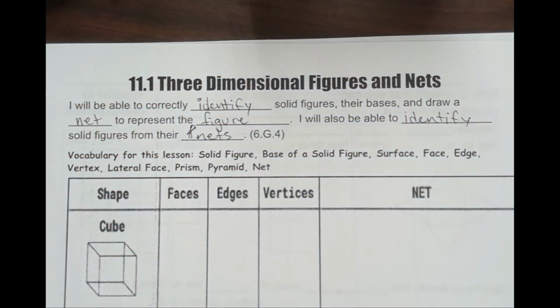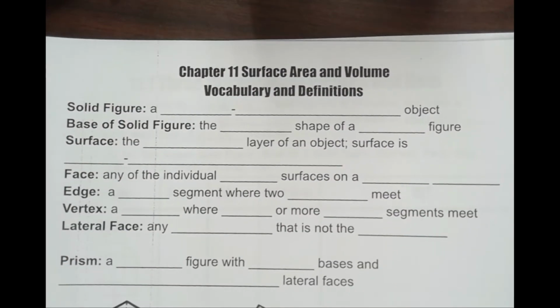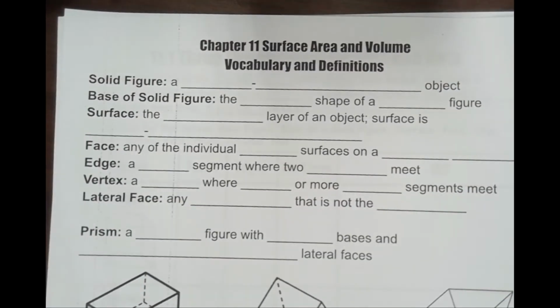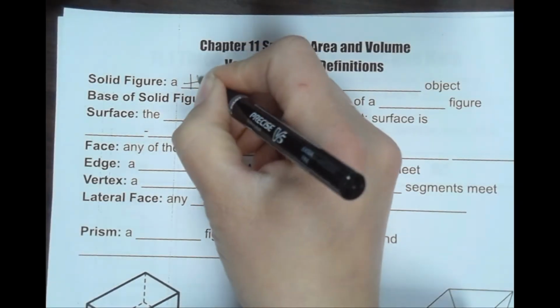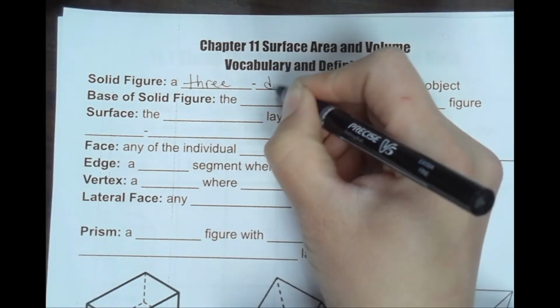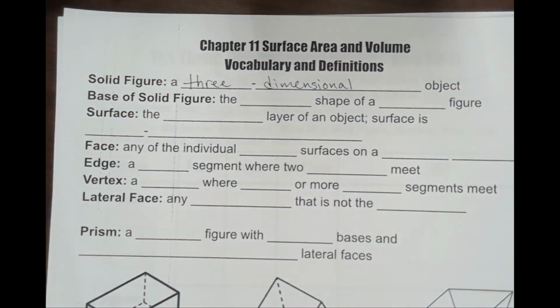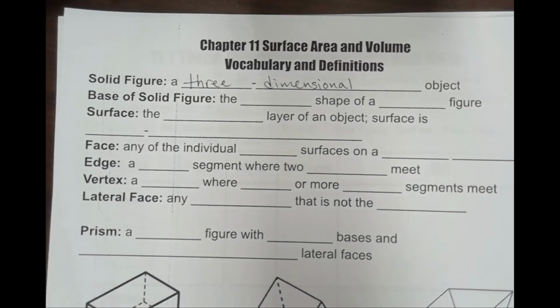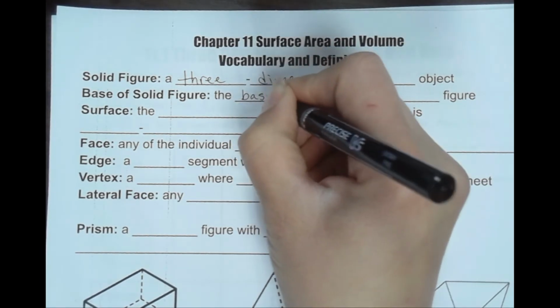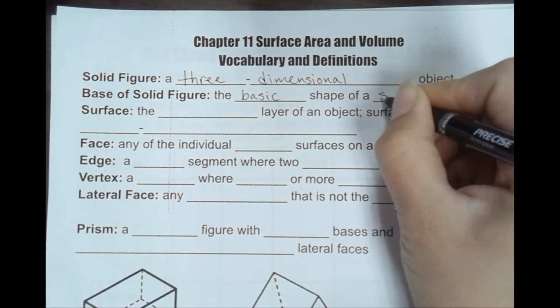Okay, we have a lot of vocabulary for this, so please pull out your vocabulary page on page 148. Okay, the chapter 11 vocabulary. A solid figure is a three-dimensional figure or three-dimensional object. So we're talking about something that has length, width, and height. The base of a solid figure is the basic shape of a solid figure.